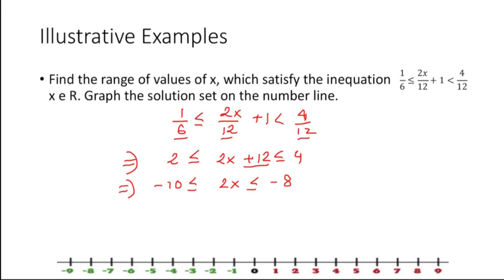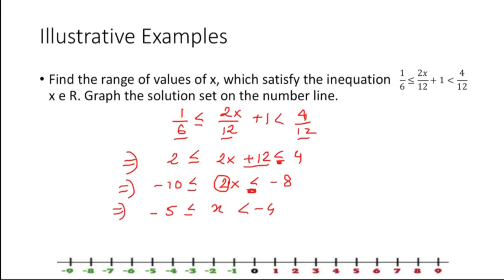Now, in order to further simplify it, since we have a coefficient on the variable x, we need to remove this coefficient by dividing all sides of this inequality by it. When we divide the inequality by a positive number 2, we know the sign of the inequality does not change. So finally the inequation becomes minus 5 less than or equal to x, and less than minus 4.